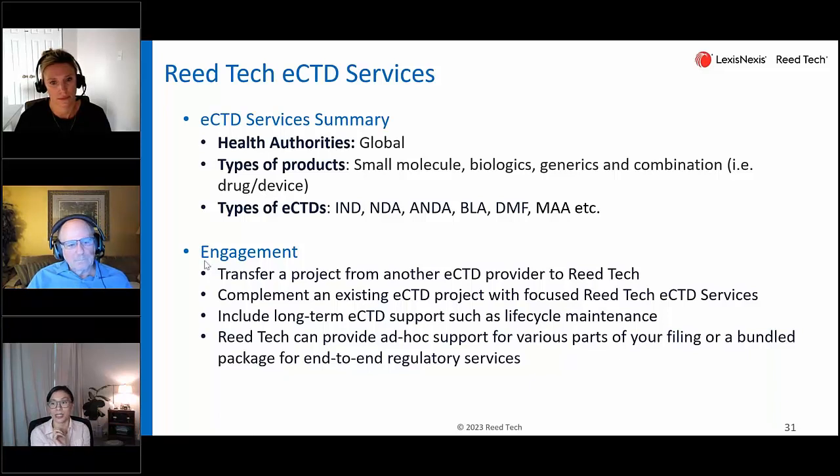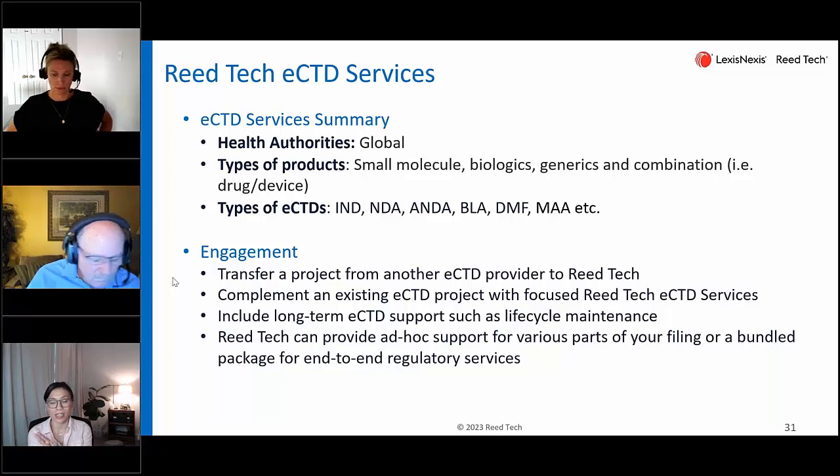And just to talk about the engagement, there's all these little different facets of the eCTD. ReadTech can help with a portion, end-to-end, or just support you in any way as far as advisory support, helping you because you're limited in staff, that you need extra resources to be able to support you with your eCTD submission, review your submission. These are all different aspects or components that we can help you around your application as well.